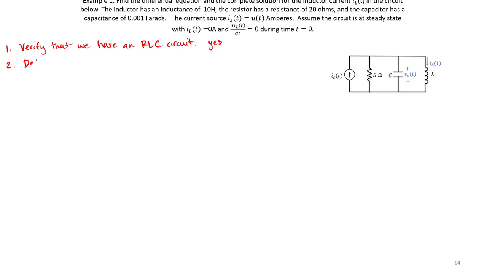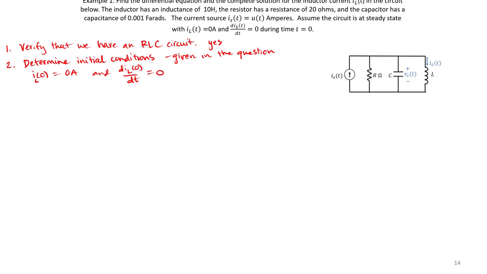Second step is to determine our initial conditions. And here they are given in our question. If they were not given, then you would want to apply the steady state conditions and solve for those initial conditions. So in this case, they're already given to us, so we can say that we have I of 0 equals 0 amperes. And in this case, it's IL of 0, and dIL of 0 over dt equals 0. If those were not given, we would have just needed to consider our circuit at steady state for time t less than 0, and we could have solved and likely come up with the same thing.